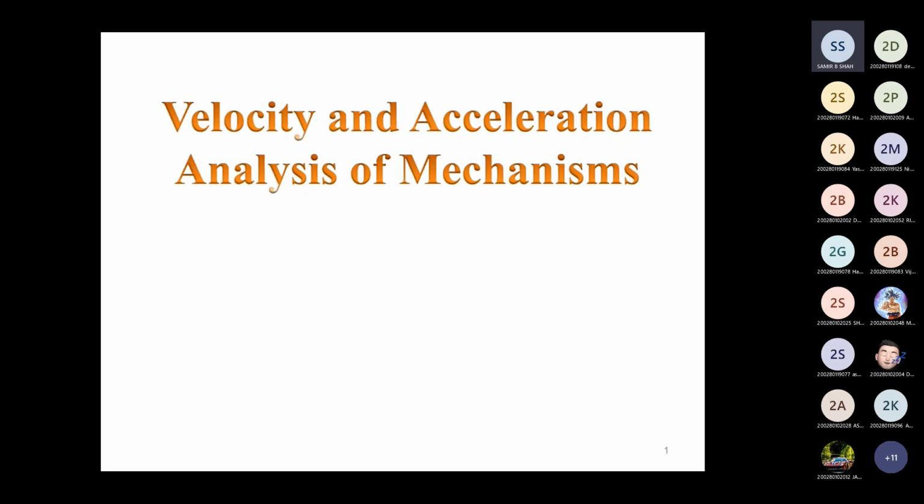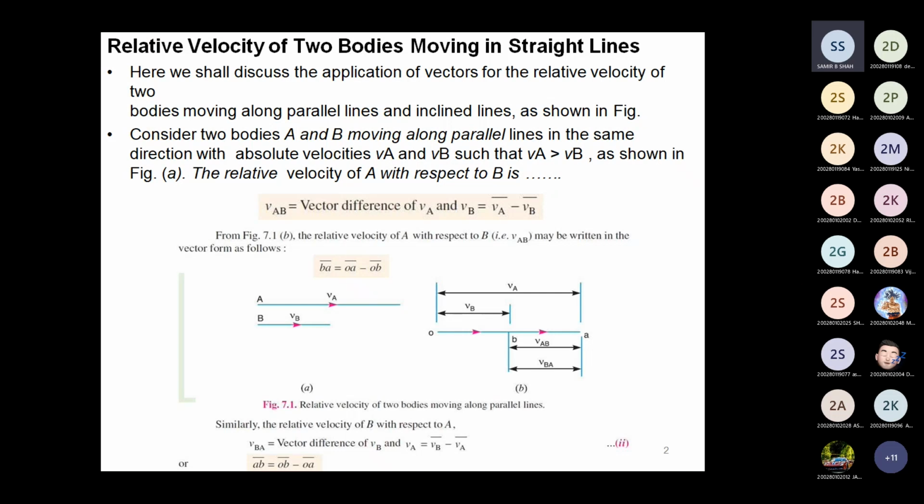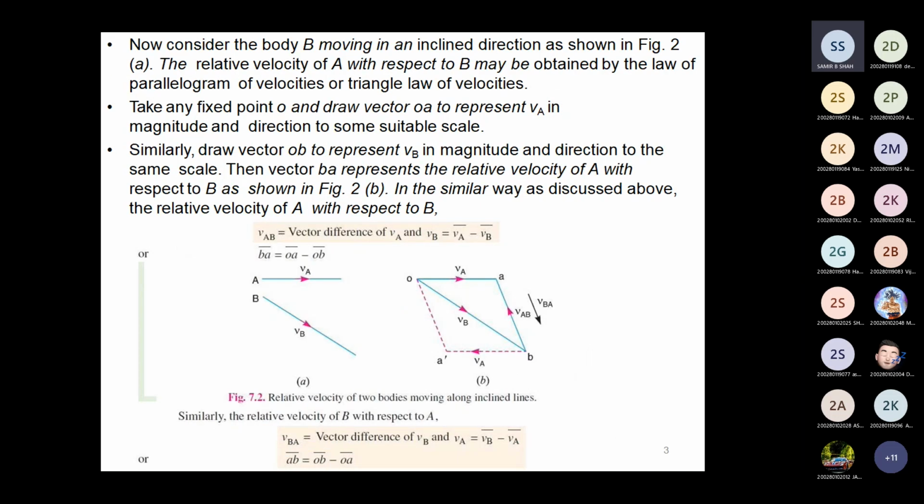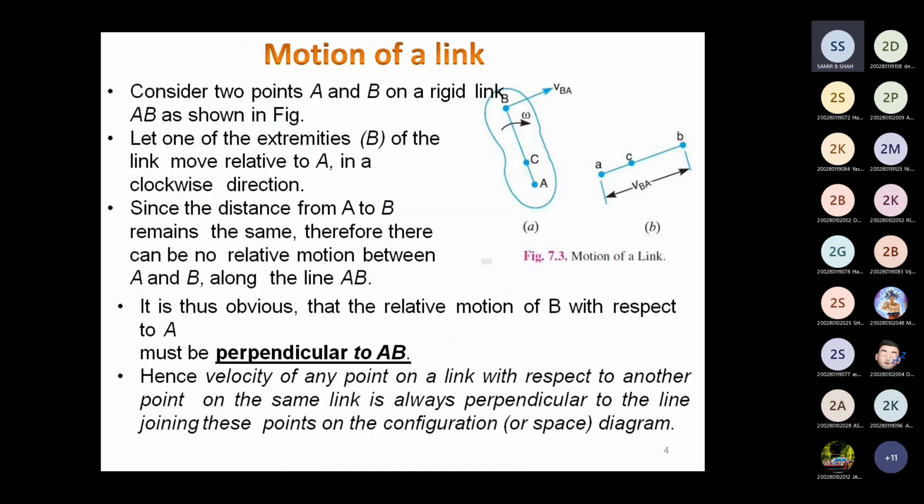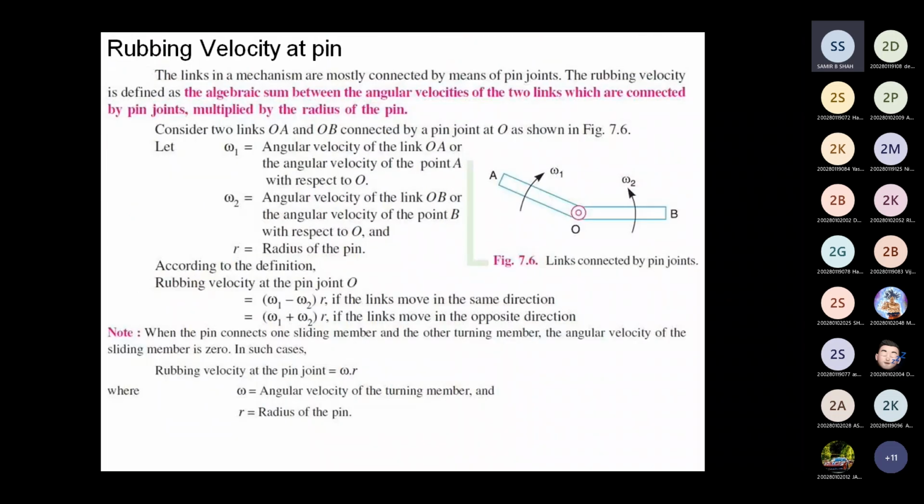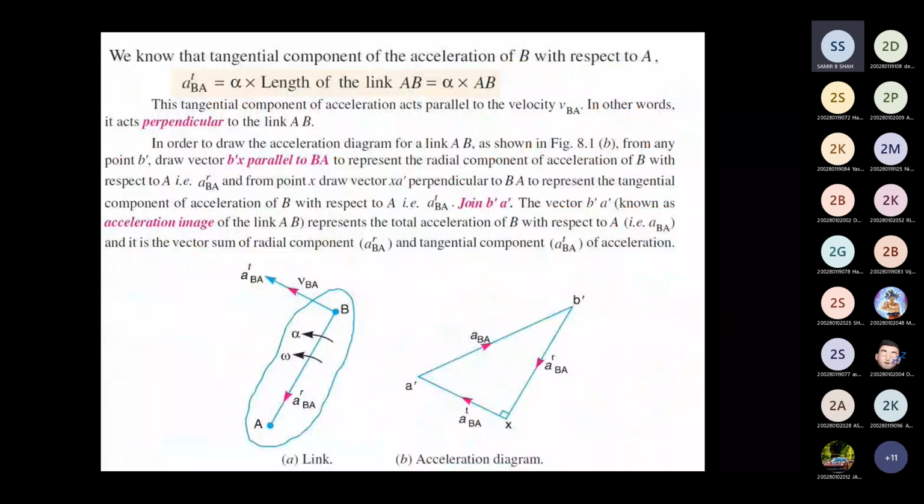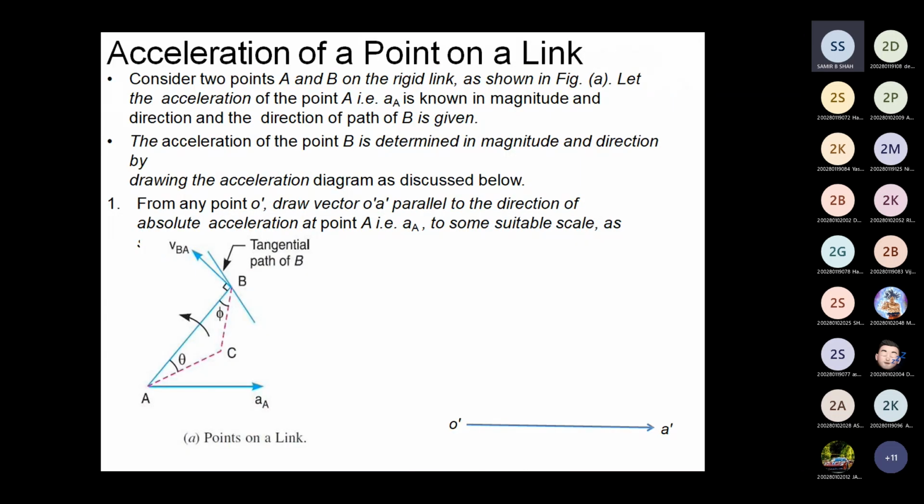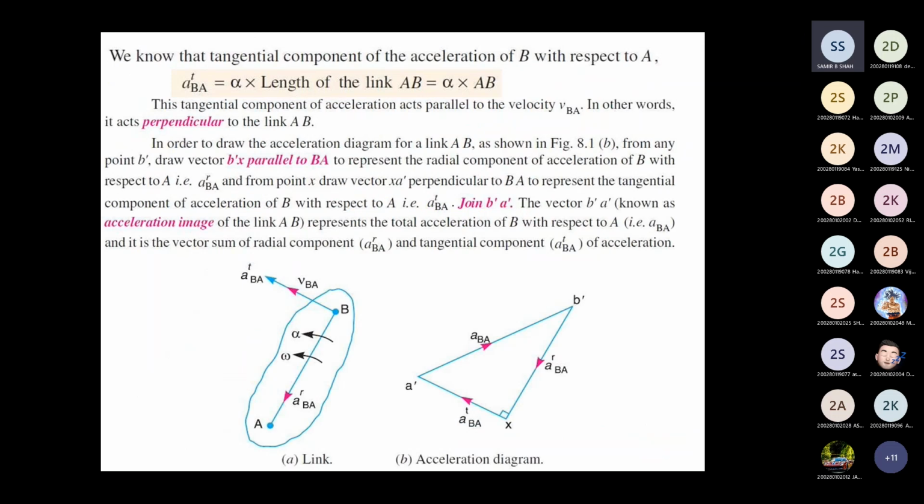As we know, in the previous lecture, we have studied velocity and acceleration diagrams of single static mechanism and forward chain mechanism. We know these basic rules. Whenever we talk about the velocity diagram or acceleration diagram, magnitude and direction are very important.